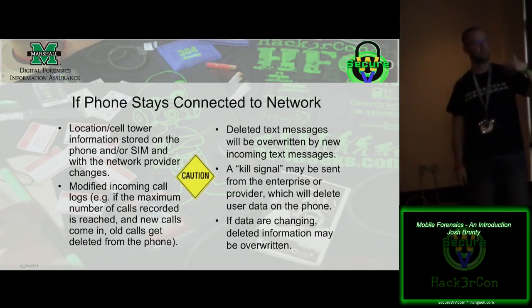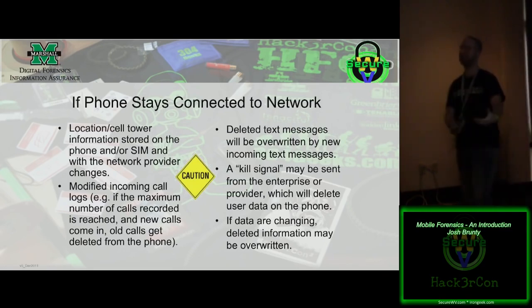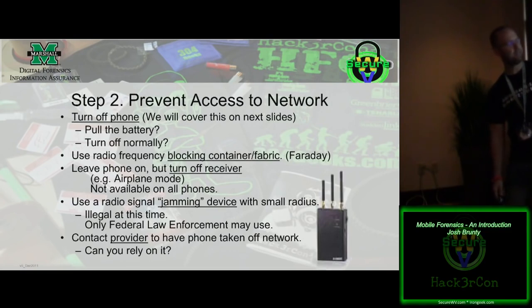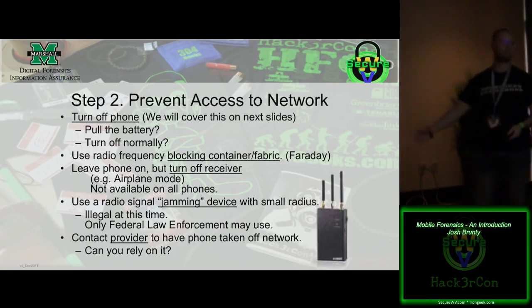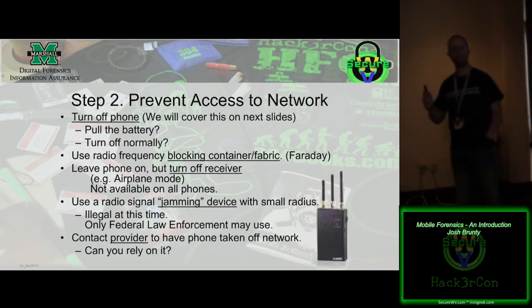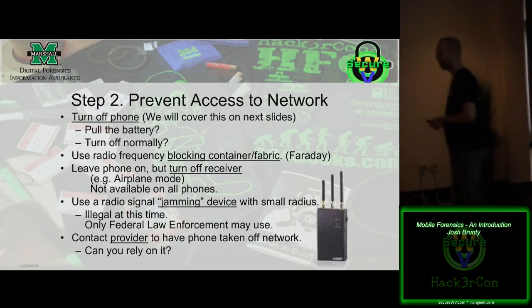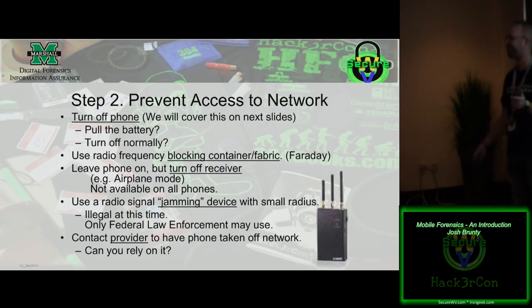You can also do that whole kill signal philosophy. If data is changing, then deleted information may be overwritten. We do not want to lose that deleted information by virtue of changing what's on the phone. If you try any kind of signal jamming, the easiest mechanism is to put it into a box. I've heard people talk about jamming devices. They're highly illegal. Don't try jamming signal. It's redundant and doesn't work well. About the only greenlit folks that can even run any type of jammers like that is federal law enforcement. You're getting into Title III wiretapping and things like that by virtue of just running those jammers.